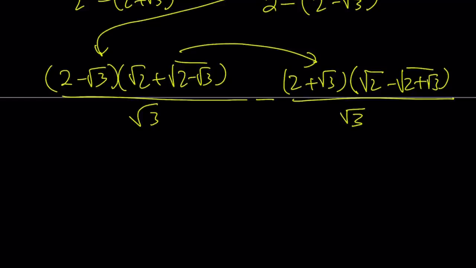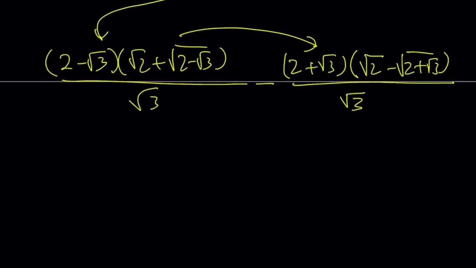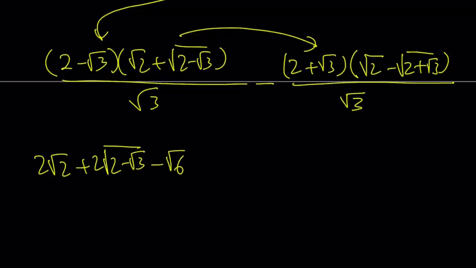But notice that we have some terms that are going to cancel out. So let's see if we can simplify the process. I'll probably just distribute the whole thing and then simplify that way. Let's go ahead and multiply 2 times root 2, 2 root 2, plus 2 times root 2 minus root 3, and then minus root 6. And now these two radicals, when multiplied, they're going to give us something like this, minus root 6 minus 3 root 3. Because I'm basically distributing the 3 over the 2 minus root 3, and that's what I get.